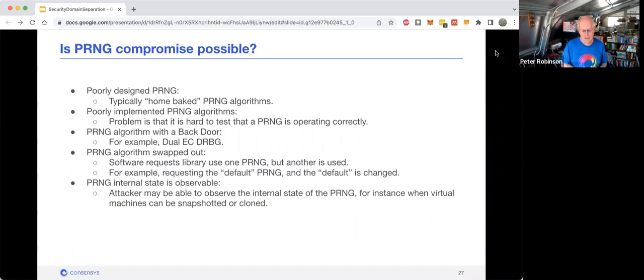Another issue, of course, is that if the internal state of the PRNG is observable by an attacker, so if they can snapshot the memory of the running computer or say virtual machine, then they could have access to that internal state and then predict future values. And in fact, this is definitely a real thing where you've got a VM that's just about to generate some secret values, and you clone the VM, and then the PRNG on the second VM can be used to work out what the secret values were on the first VM. So that's definitely a thing.